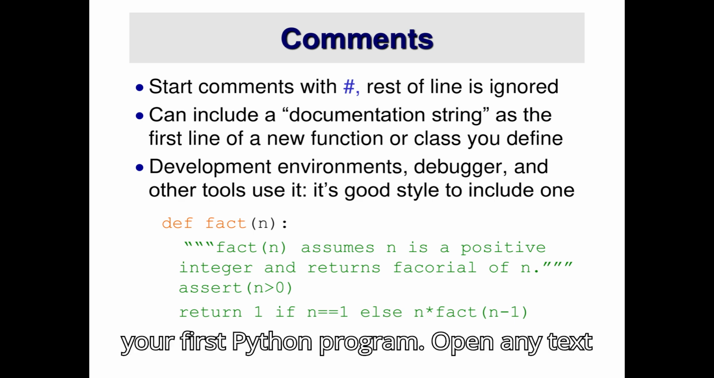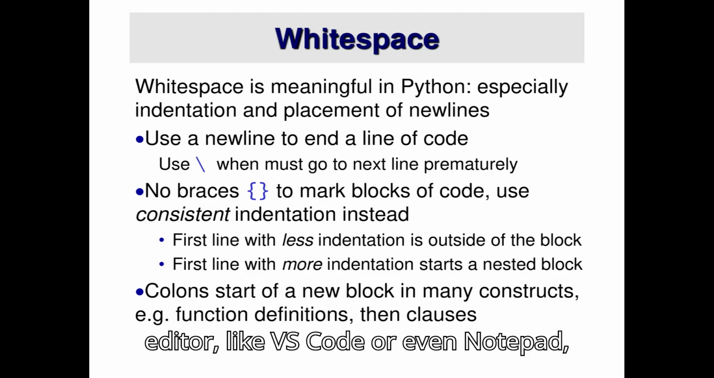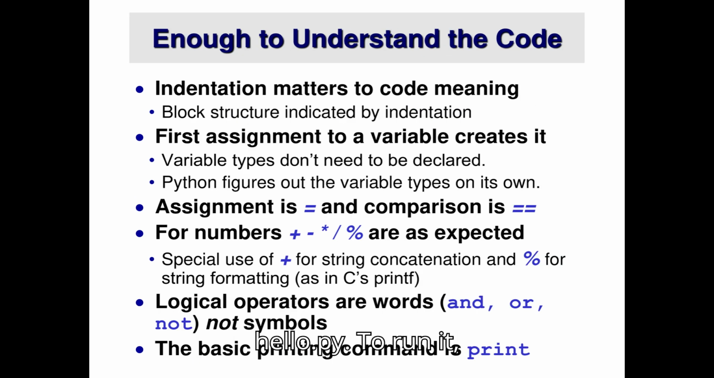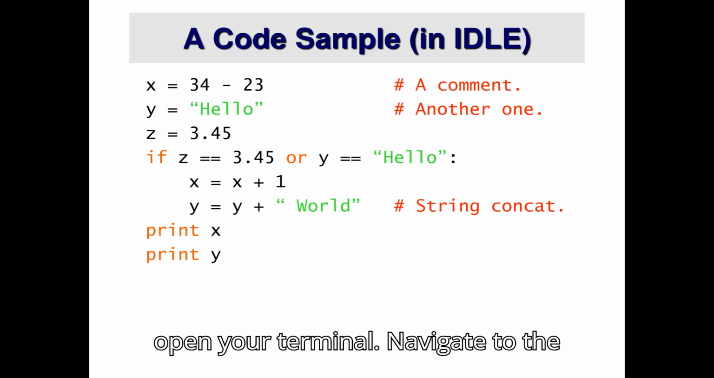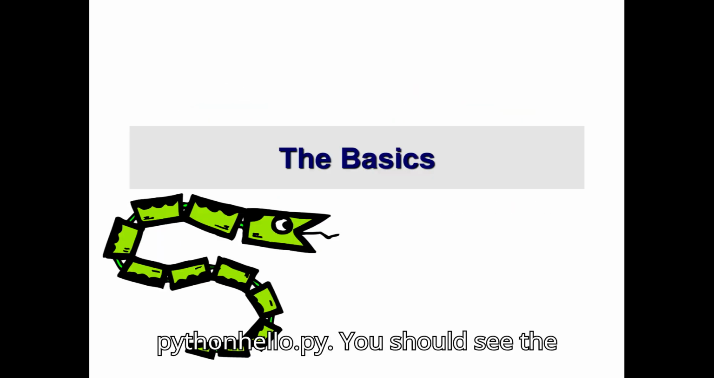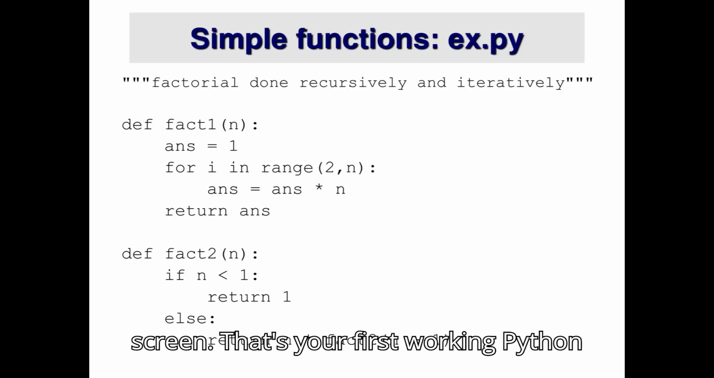Let's write your first Python program. Open any text editor, like VS Code or even Notepad, and type this line of code: print("Hello World"). Now save the file as hello.py. To run it, open your terminal, navigate to the folder where you saved the file, and type python hello.py. You should see the message "Hello World" appear on your screen. That's your first working Python program.